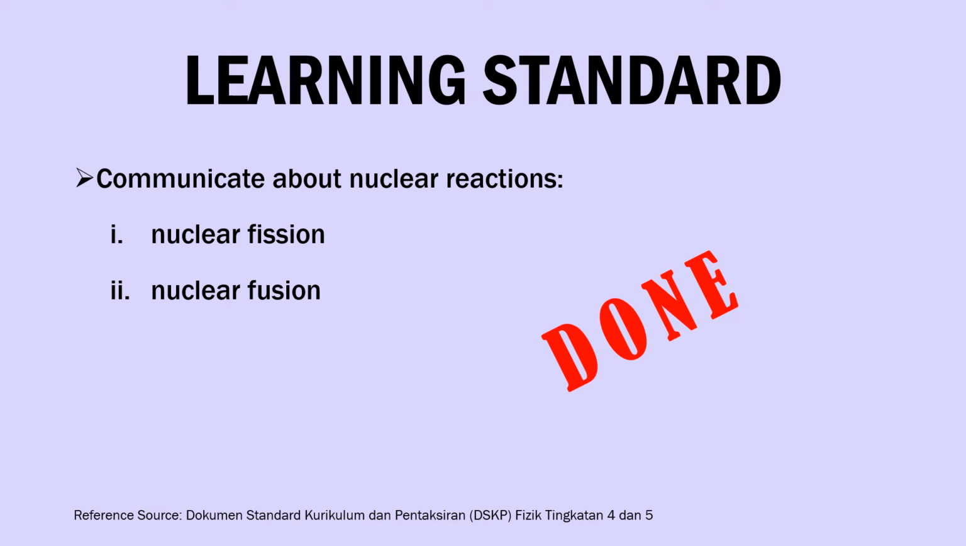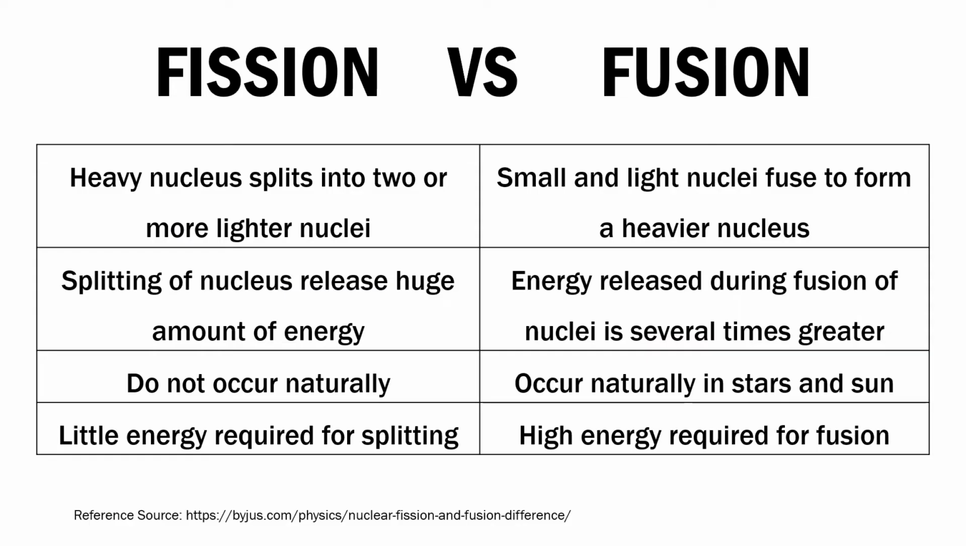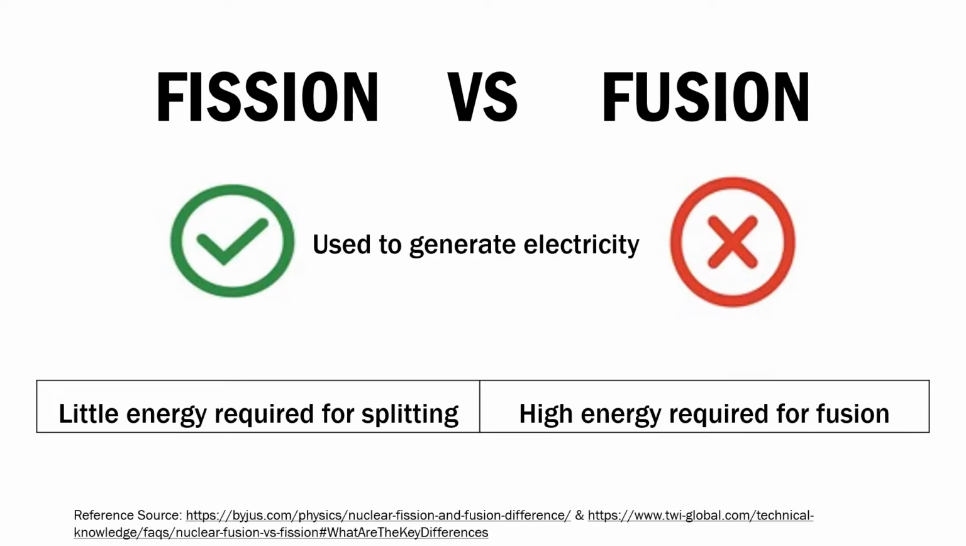So, what is next? With this table, I would like to ask a question. Which reaction do you think is more suitable to be used in the nuclear reactor to generate electricity? You have 3 seconds to choose your answer. 3, 2, 1. The answer is nuclear fission. This might be because the energy required for fission is lower than fusion. Did you get the correct answer? I hope you did.